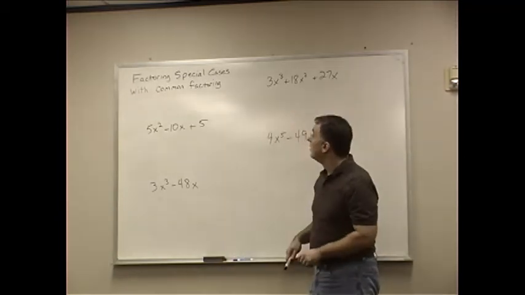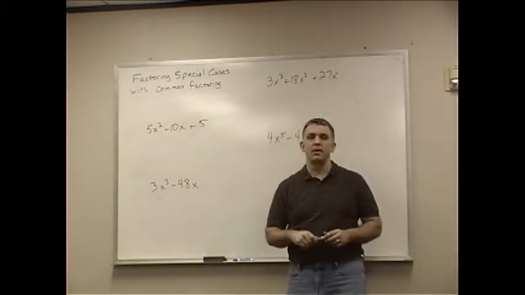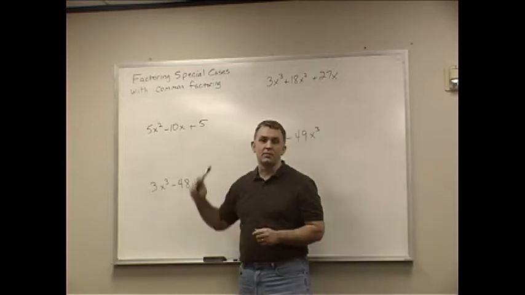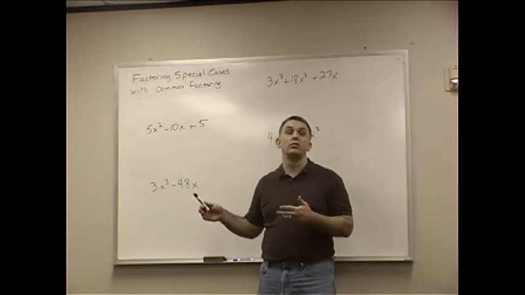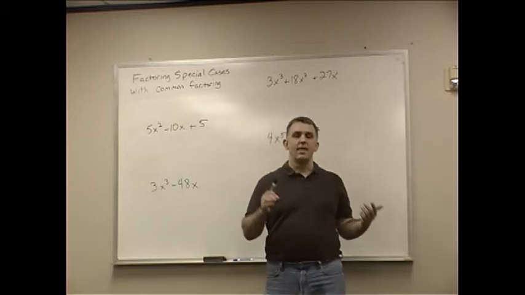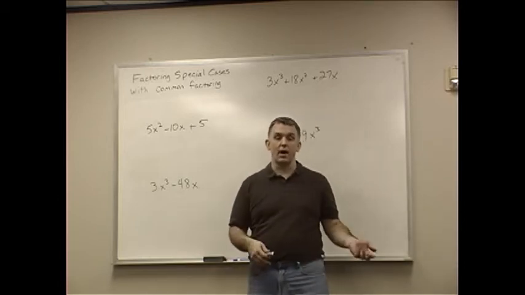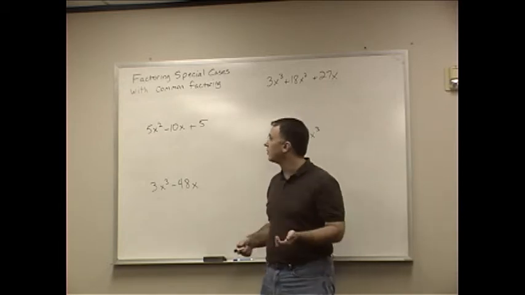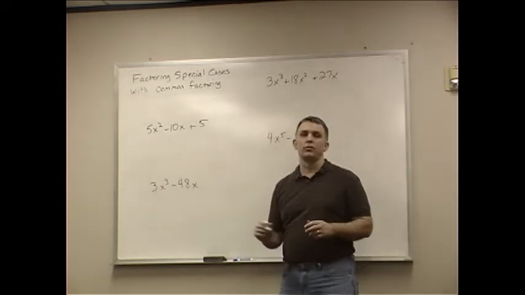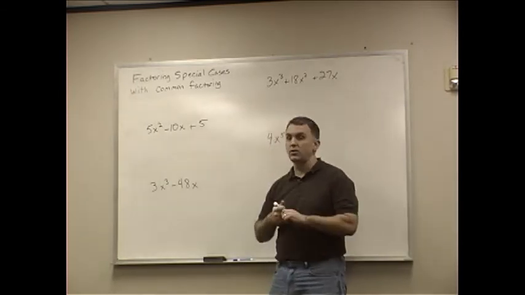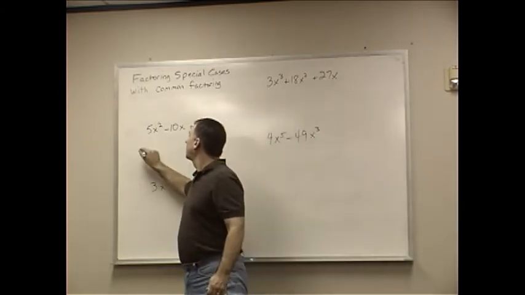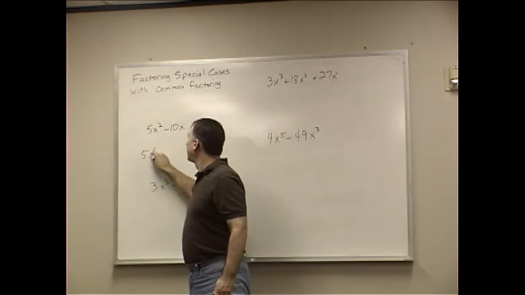Okay, now we're going to do some factoring with special cases with common factoring. And I mentioned before, you always want to check to see if you can do some common factoring and then do the special cases, or do whatever. We always check for common first. So if we take a look at this first one, it is a trinomial, and you can factor a 5 out of each of these. So we're going to factor out a common factor of 5 first.